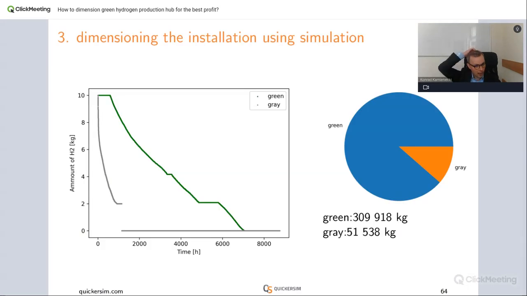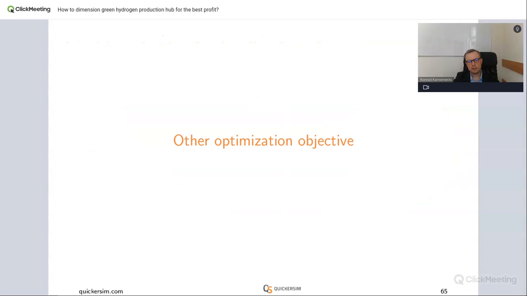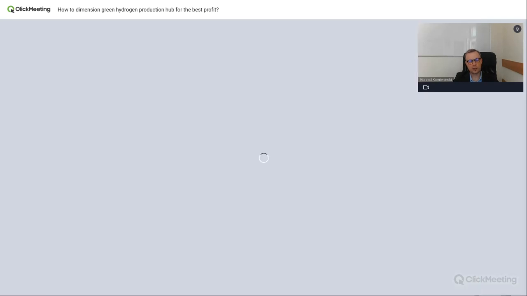So I hope I showed you that using simulation we can get more accurate results. We can get a more realistic economic estimation of our installation, and we can find a better solution. And the better solution gives us over 800,000 euros yearly in income. So I think it's a pretty big deal. And this is one of the possibilities for how we can use the installation. Of course, we can define other optimization objectives, just to give you an idea of what else we can do. Sometimes the objectives are more or less interesting.